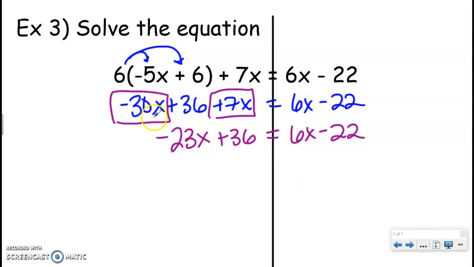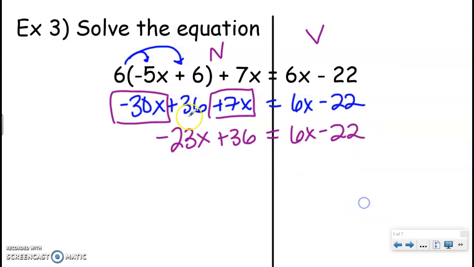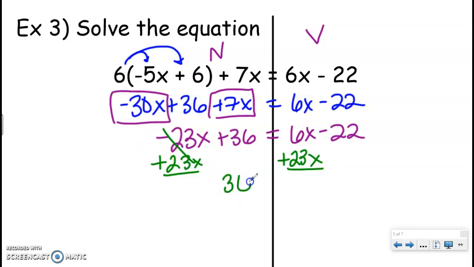And then I need to decide, do I want my letters on the left side or the right side? I'm actually going to move them to the right side. You can move them to the left side if you'd like. It's completely up to you. But I need to get rid of this 23x here by adding 23x on both sides because I want all of my variables on the right side. Okay, again, if you do it on the left side, that's fine. You'll get the same answer.